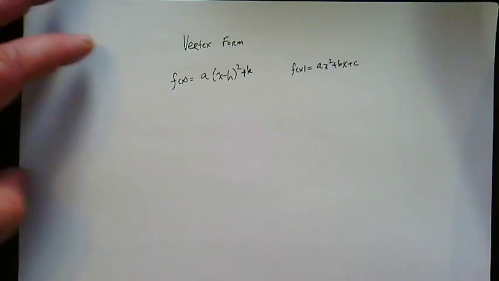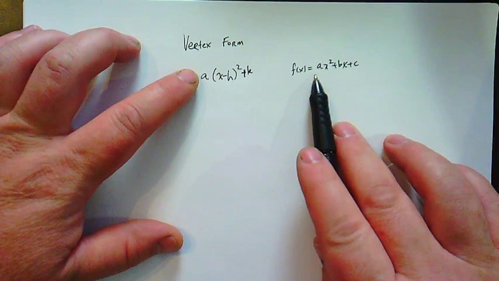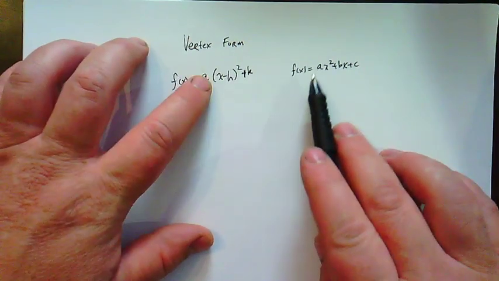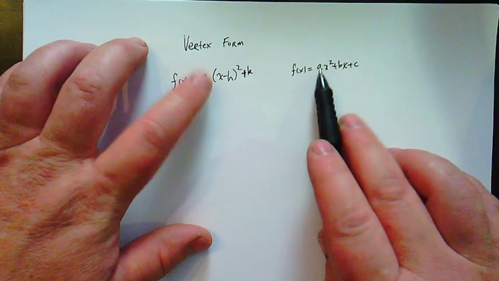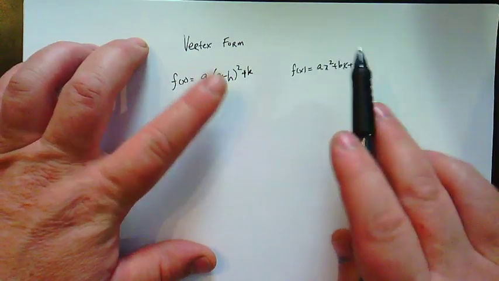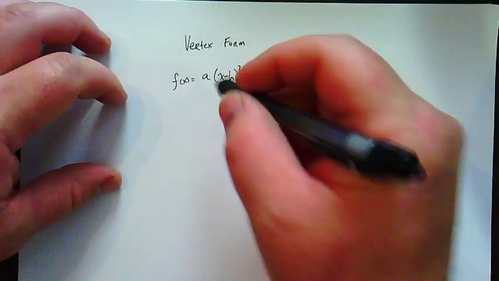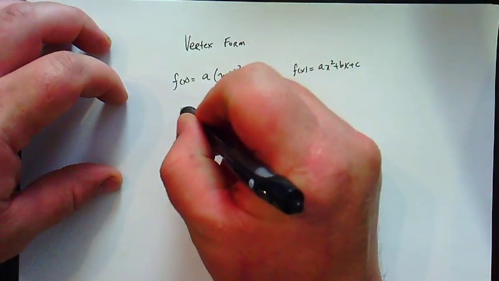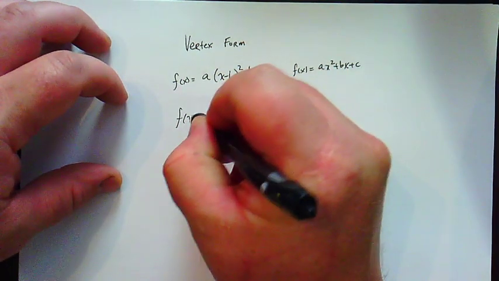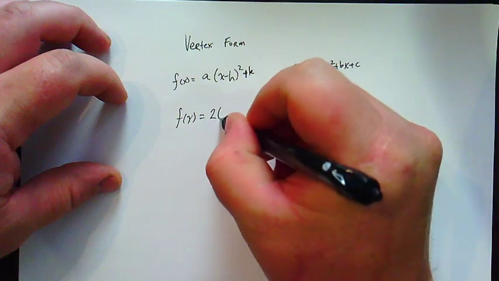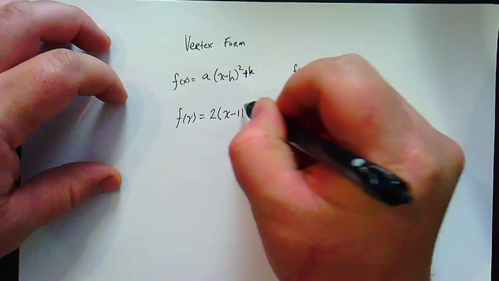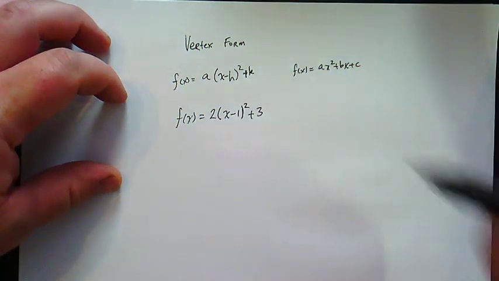All right, so this is vertex form, this is standard form. And there are two things that are the same between the two. They're both quadratic, and a is the same. The leading coefficient is the same between both, right? Now, check this out. Let's say this right here was 2 times (x minus 1) squared plus 3, right?